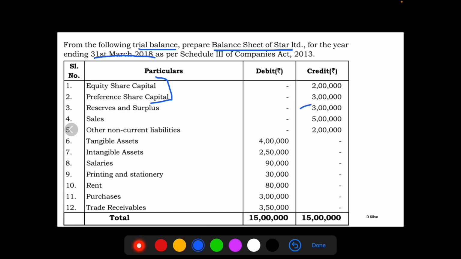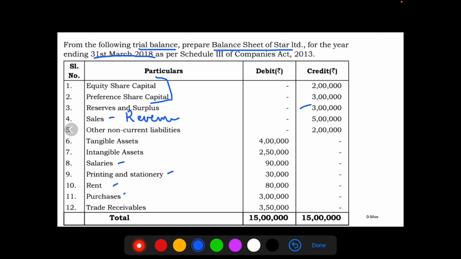Sales, we have salaries, printing and stationery, rent, purchases. So what are these items? These are the things which are concerned with the statement of profit and loss. So what do we need to prepare? Note number 2, statement of profit and loss. Sales is treated as revenue from operations. We will find out the total revenue minus the expenses.